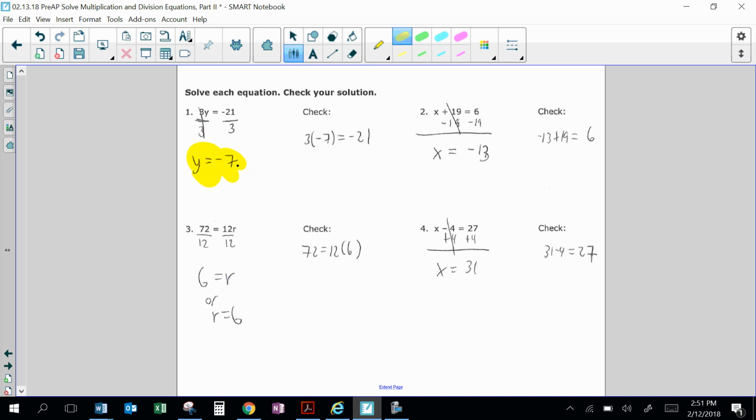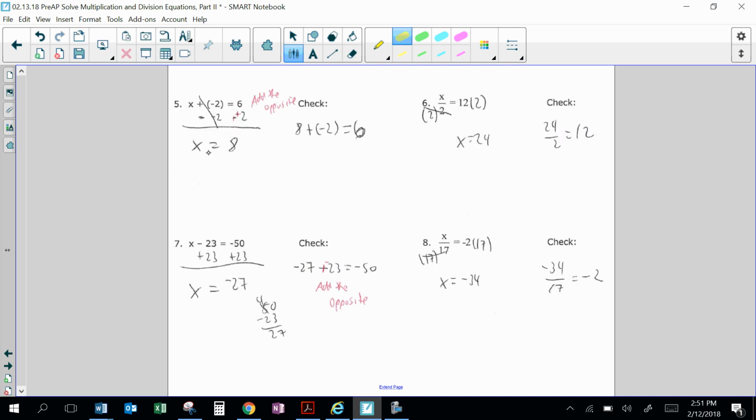Y equals -7. Number 2, X equals -13. To solve this, I subtract 19 from both sides. Number 3, R equals 6. I divide both sides by 12 to solve that one. Number 4, X equals 31. I add 4 to both sides to balance it out.